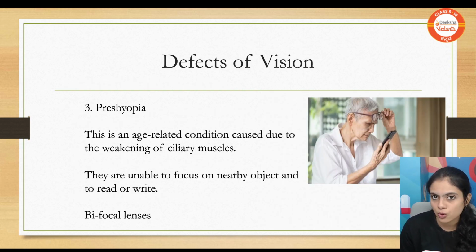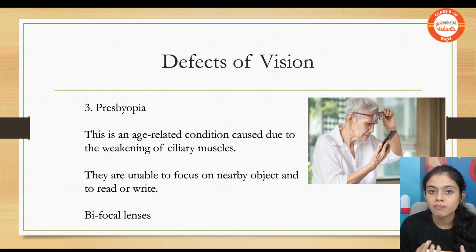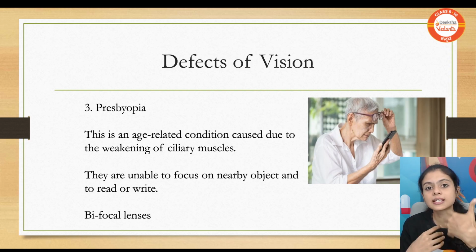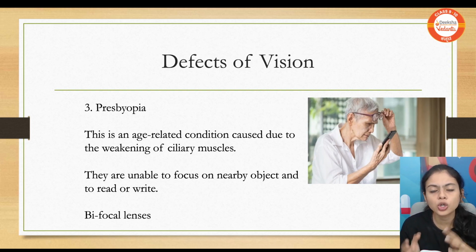Moving forward, presbyopia. It's a defect caused in old age, because of the weakening of ciliary muscles. We know in old age, muscles weaken. As the ciliary muscles inside our eyes also weaken, people face difficulty to focus. Sometimes they cannot see nearby objects, sometimes they cannot see the farthest objects. So how to correct this? As there are 2 defects, we use a bifocal lens. That is, both convex and concave lens will be present in the correction of presbyopia.